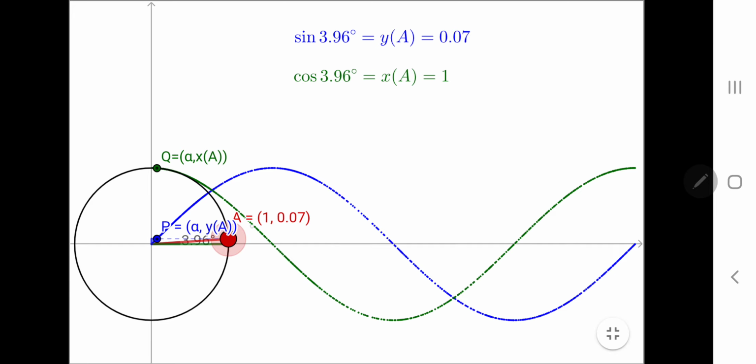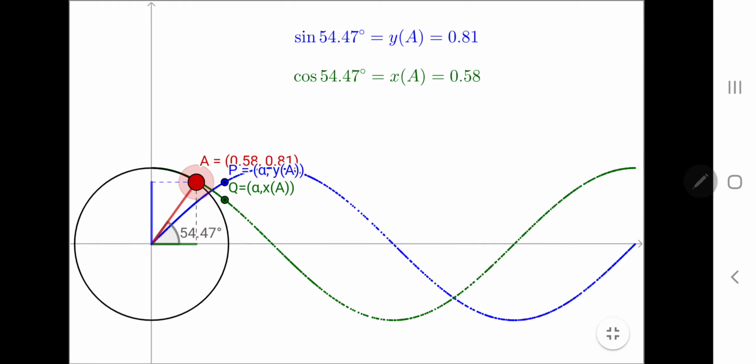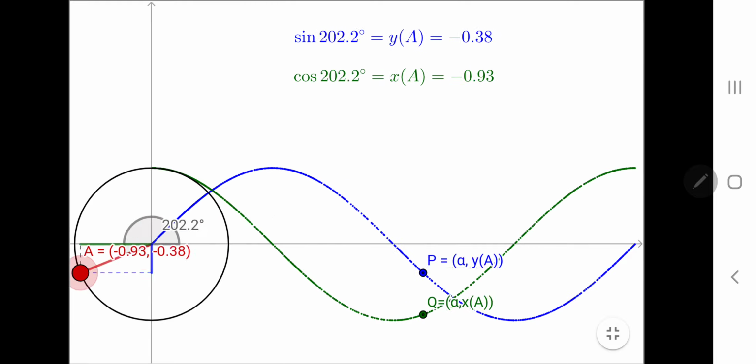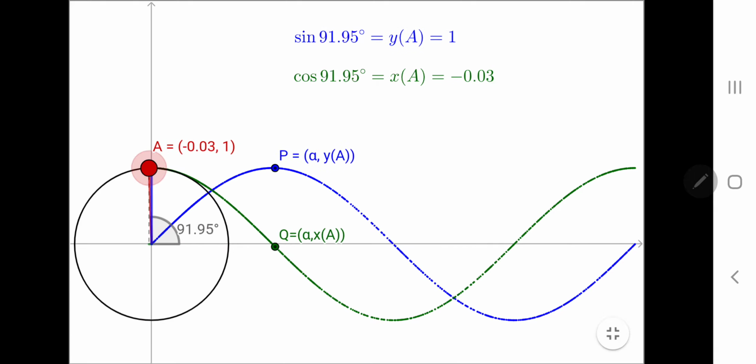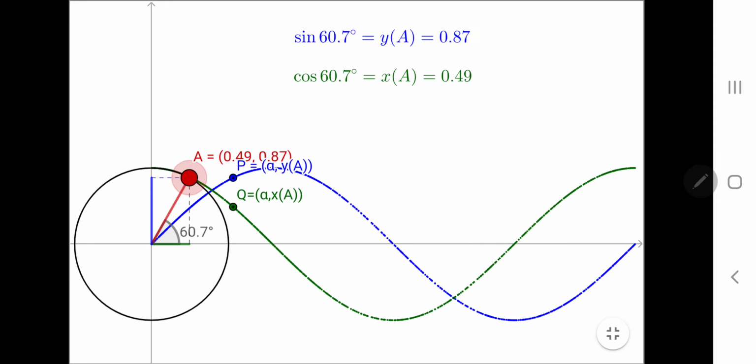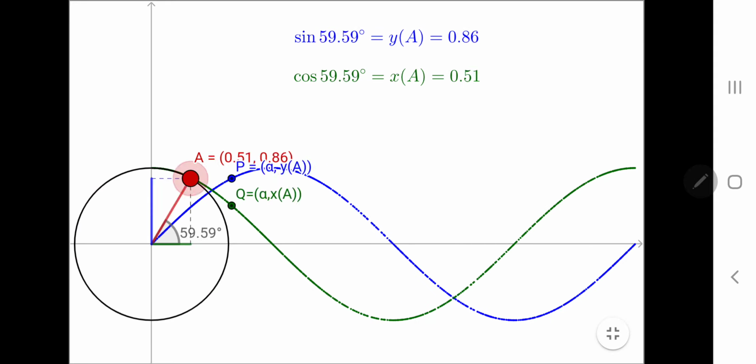Cosine is doing the same thing. Cosine and sine actually are the same shape, both doing the same thing, long and then short, and then long and then short, but they're offset by a half cycle, or whatever you want to call it.